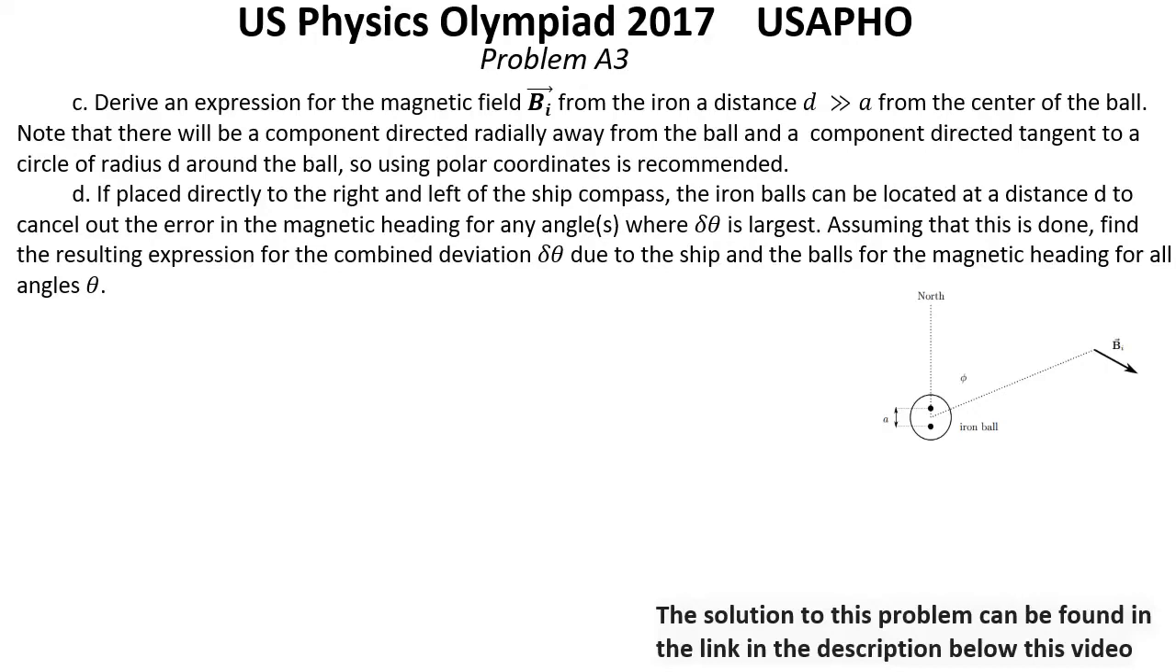Question D. If placed directly to the right and left of the ship compass, the iron balls can be located at a distance D to cancel out the error in the magnetic heading for any angles where delta theta is largest. Assuming that this is done, find the resulting expression for the combined deviation delta theta due to the ship and the balls for the magnetic heading for all angles theta.